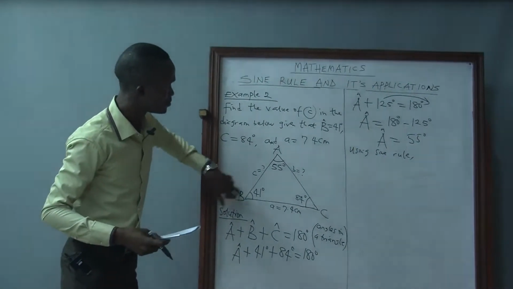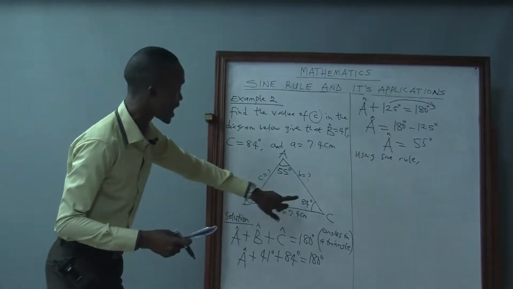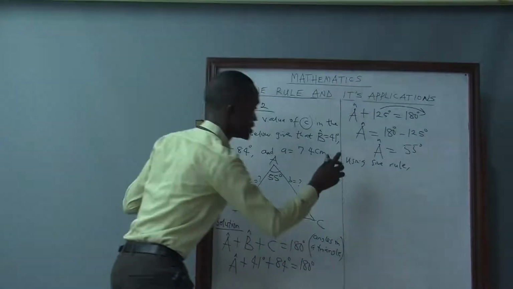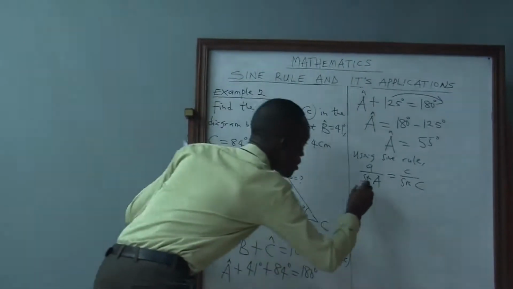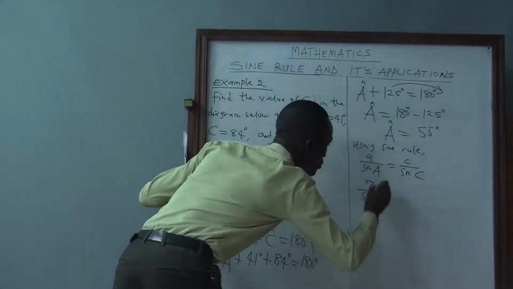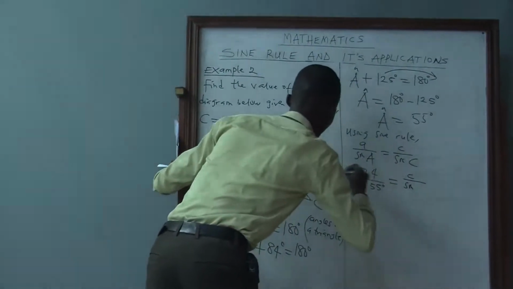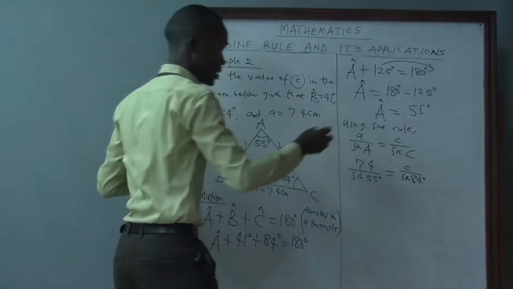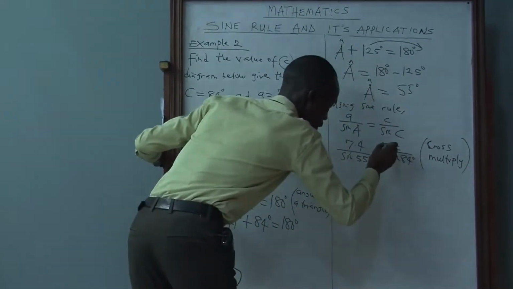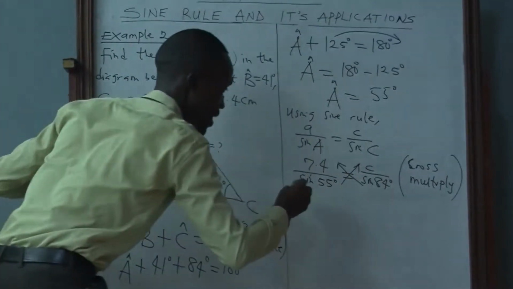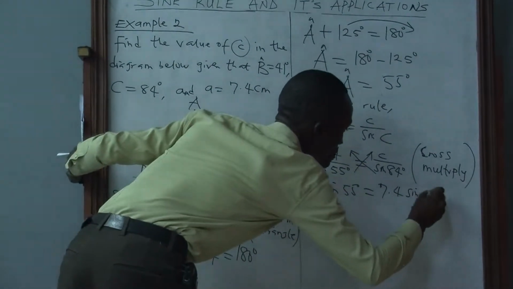Using sine rule, we cannot combine B with A because they are not asking us to find side B. We are combining A and C because A is complete and they are asking us to find side C, but we know angle C. So we have A over sine A equals C over sine C. And the value of side A here is 7.4. Angle A is 55 degrees. Then C is the side we are looking for, and we have angle C to be 84 degrees. The next thing to do from here is to cross multiply. When we cross multiply, C will multiply this, then 7.4 will multiply this. So we have C sine 55 degrees equals 7.4 sine 84 degrees.